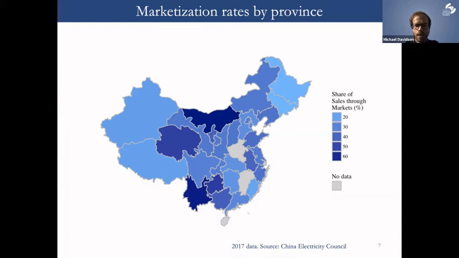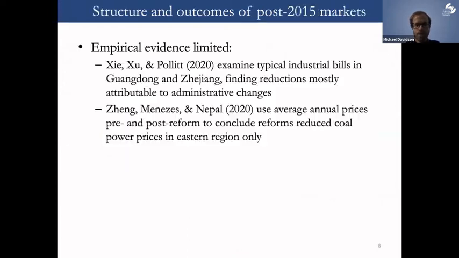And also the second one is that if you look at other market-based market reform literature in China, you tend to observe that eastern coastal provinces move more quickly than the interior provinces in market opening. But we don't really find that to be the case if you're just looking at marketization rates across provinces. So in particular, Yunnan, Inner Mongolia, not necessarily known as market leaders, have much higher shares of marketization than their eastern coastal counterparts. So what we found looking at the literature is the empirical evidence, as Jian also noted, is somewhat limited on these post-2015 markets.